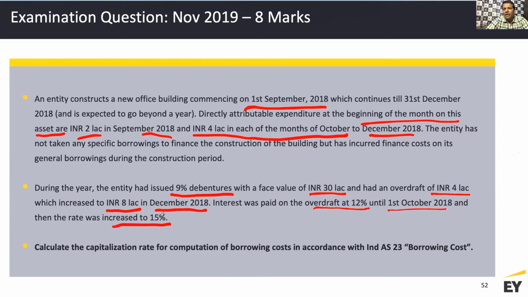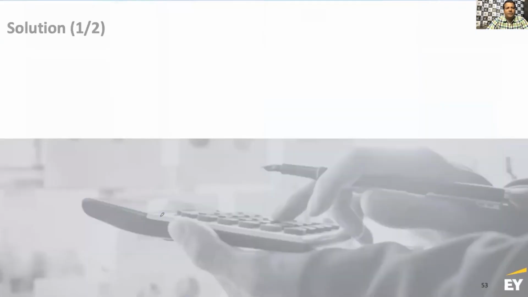So how do I determine the capitalization rate? We need to do this as a step-by-step approach. I need to determine this with reference to my interest outflow, weighted by the time for which such loan is outstanding. So I need to determine the weighted average of my interest cost from that perspective.